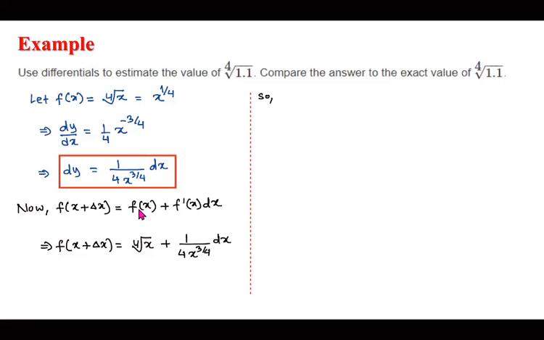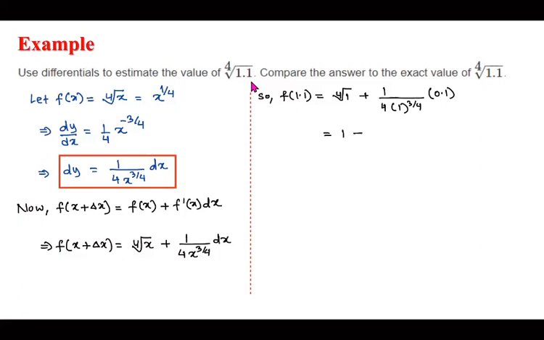So if I want to find the fourth root of 1.1, that is the same as the value of the function at 1.1. So I can find f of 1.1, that means for x, I'm plugging in 1, and for delta x, I'm plugging in 0.1. That is equal to fourth root of 1, plus 1/4 times 1 raised to negative 3/4. And then we have this dx. Dx is the change, which is 0.1.